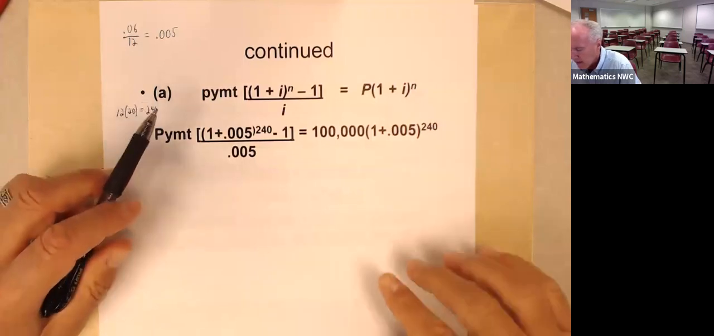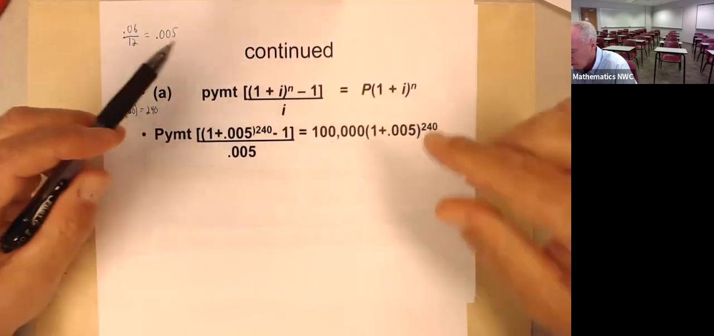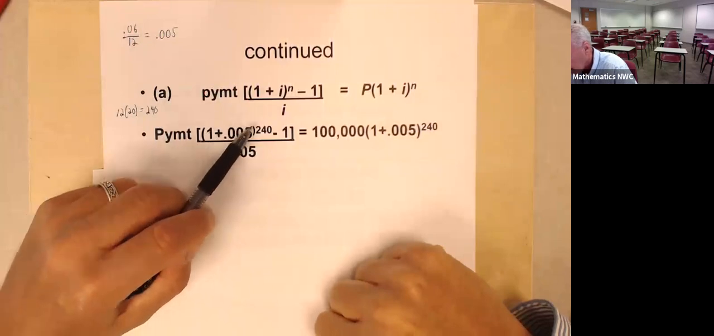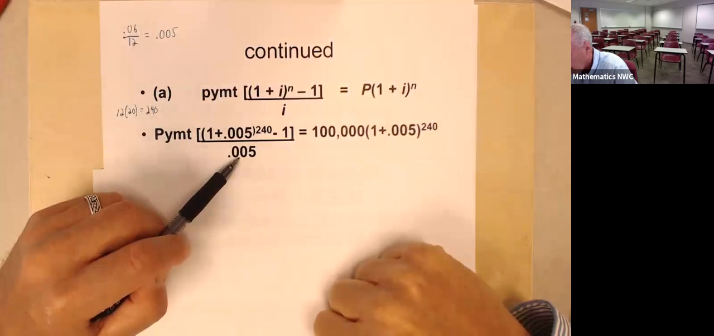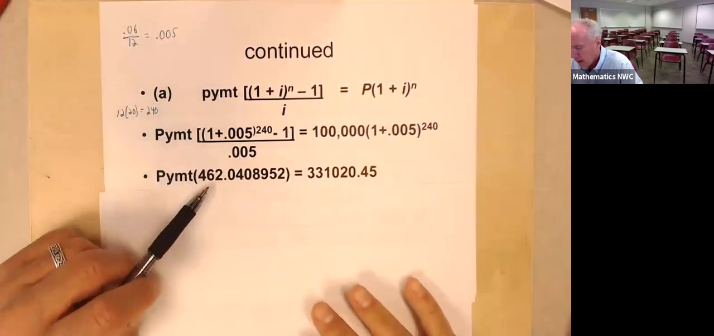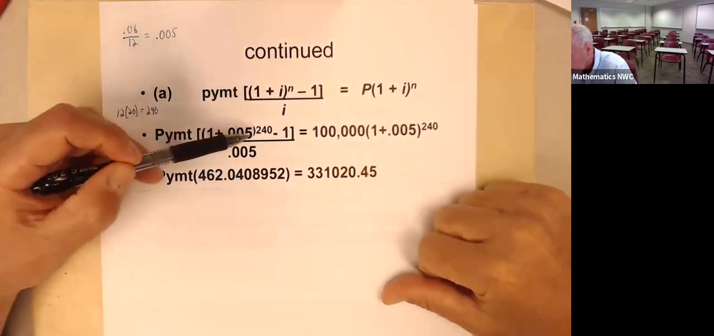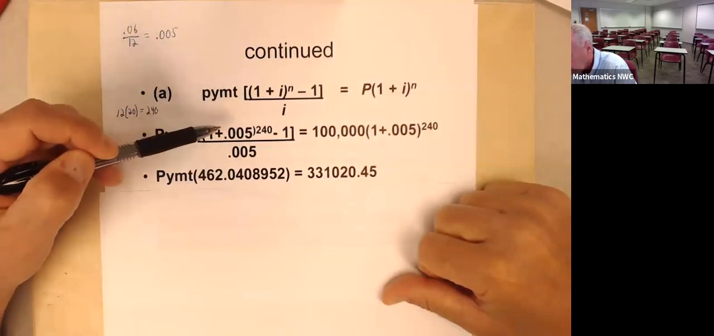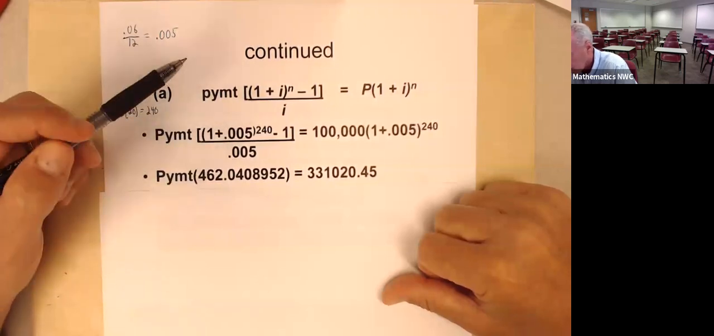Then I need to take this whole set of numbers, make it into one number, and this whole set of numbers. So here I would go 0.005 plus 1, enter, exponent 240, enter, minus 1, enter, divided by 0.005, enter, and I get that number. Turns out to be about 462.04. And again, be so sure that you can do this on your calculator, because if you can't get from here to here, you have no chance of making it through this problem. So practice that so that you can do it really well.